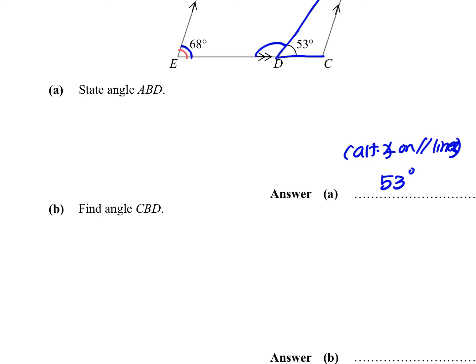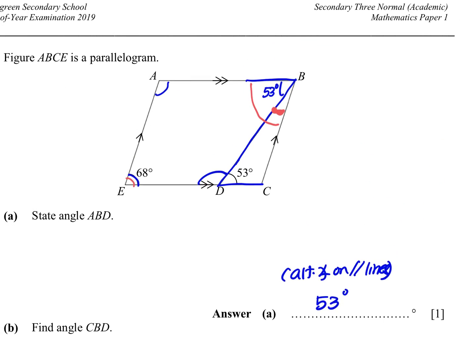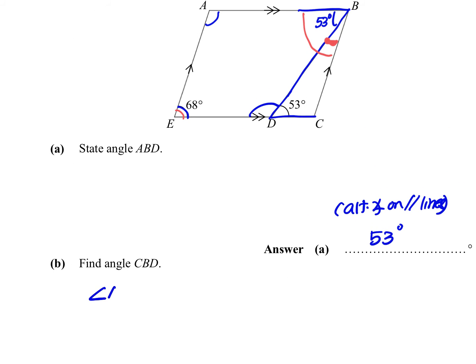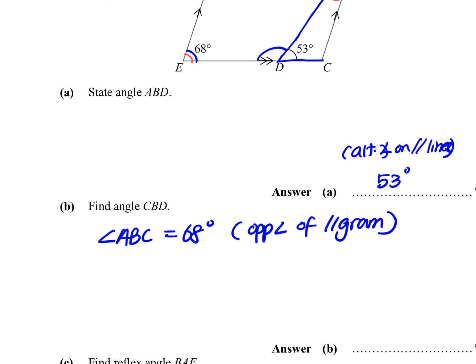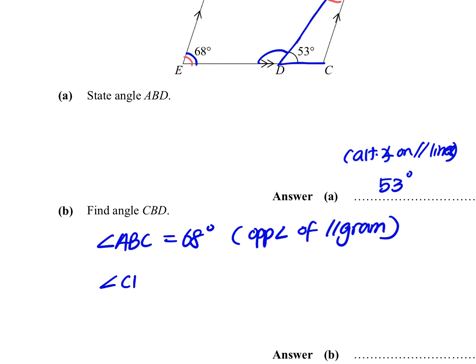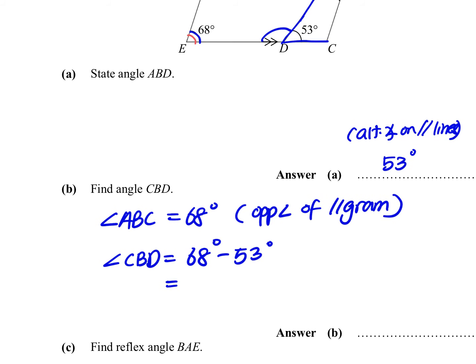Hurry, hurry. So the whole angle, these are vertically opposite angles, so angle ABC is 68 degrees. Opposite angles of a parallelogram are equal. So in this case, angle CBD will be 68 minus 53. Number please? 15. Yes. Thank you. 15. Right?